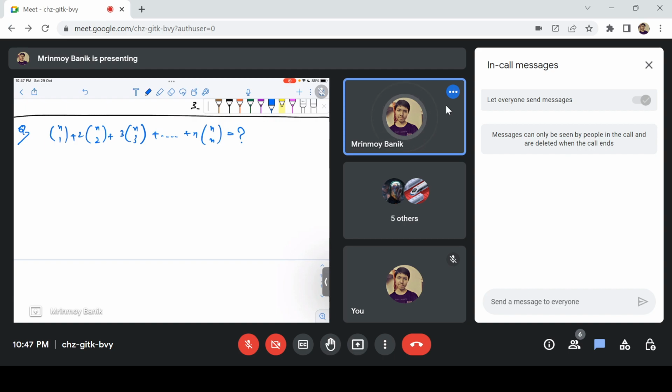So to find this, let's first write it in compact form. It is i times nCi. There are two important expressions. nCi is equal to n by i times n minus 1 C i minus 1.